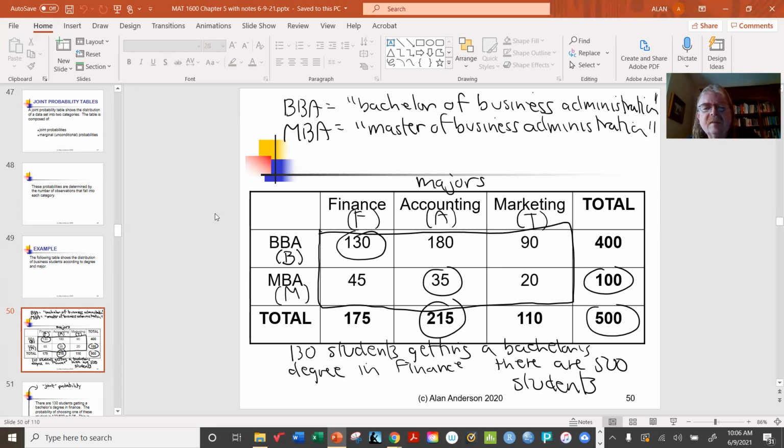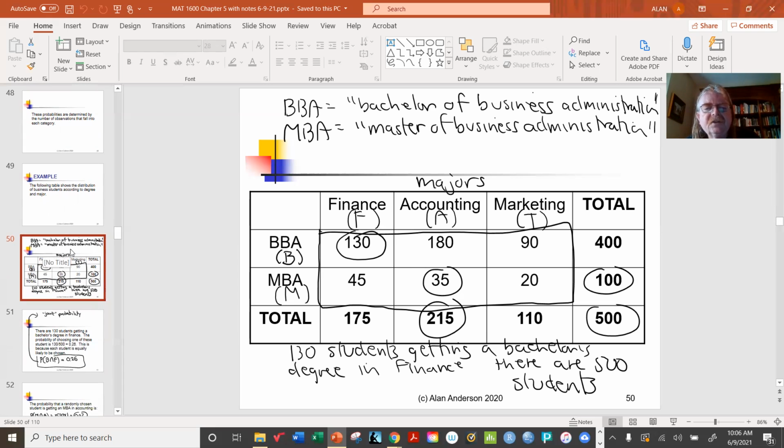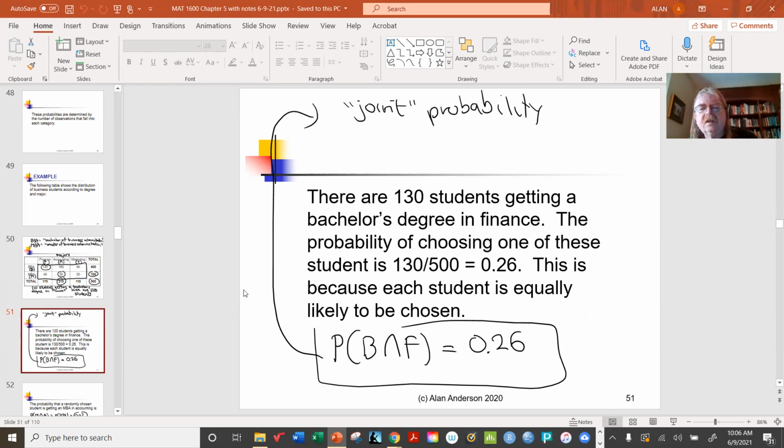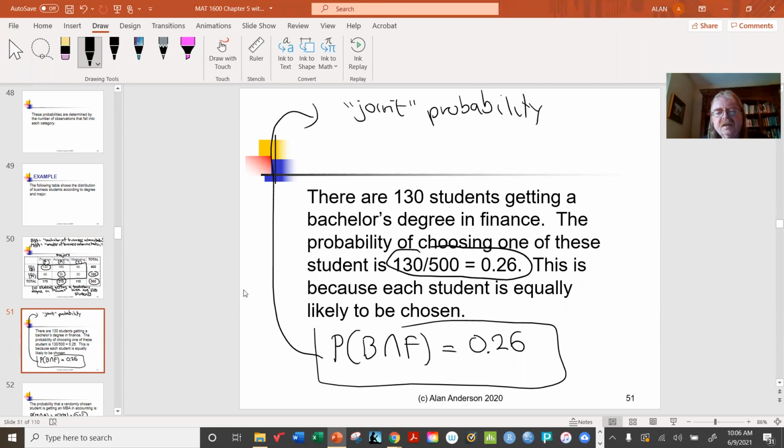So if I wanted to know the probability then of randomly choosing somebody from this school that is getting their bachelor's degree in finance, all I have to do is count up how many students fall into that category and how many altogether are in the business school. So in a case like this, the probability would be 130 out of 500 or 26%. And it's that simple. And we'd write it, as you can see down here, this is the intersection symbol. And it is used to represent the English word and.